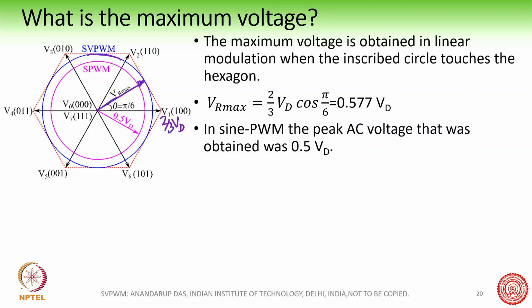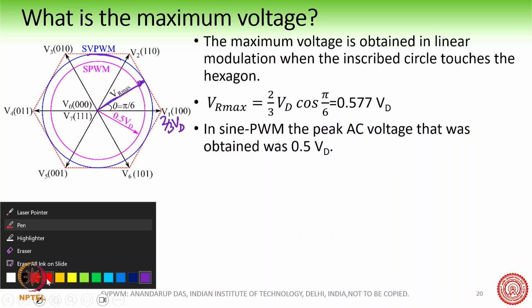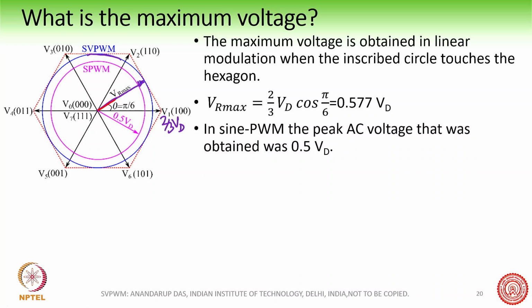Therefore this length here is 2/3 VD into cos 30 degrees. Okay, and therefore it is equal to 0.577 VD. So the peak of the space vector, the space vector amplitude, is 0.577 VD, which is the maximum voltage that you can get.